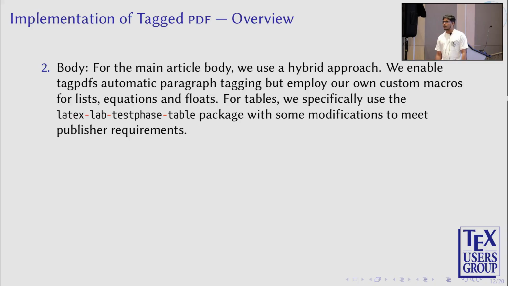Then comes the body part. In the body part we redefine or use hooks to inject those tags. For example, for lists, equations, and floats, we add the tags using hooks. Then for the tables, we use the LaTeX lab tabularray package, which is quite good at injecting tags into the table. We just add some minor modifications and use the same for generating the tables.